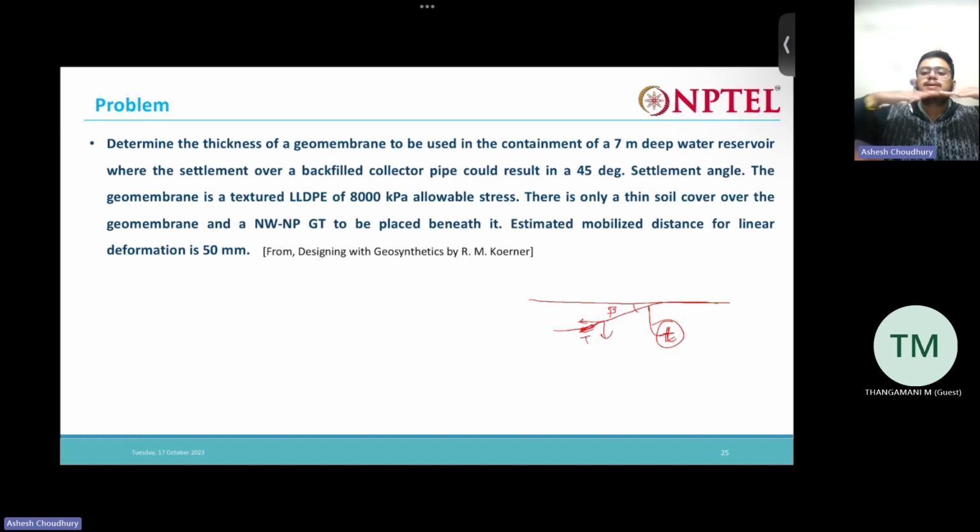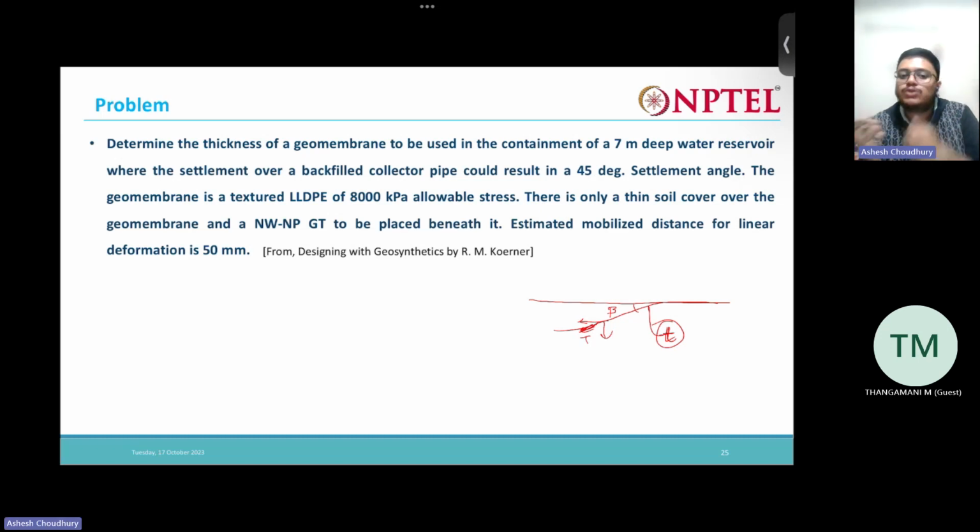When a geomembrane is completely straight, with no load acting and no settlement, there is no need for this tension to get mobilized, right? But whenever there is a settlement, some tensile forces will start generating in this geomembrane layer. The thickness would be such that the geomembrane can hold that settlement, that means it can sustain that settlement without failing.